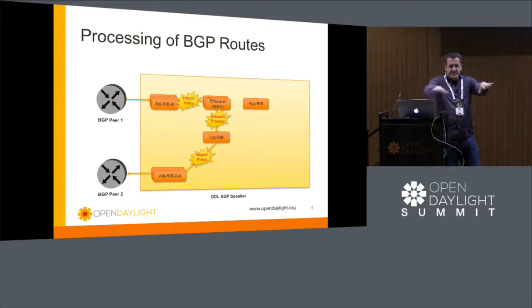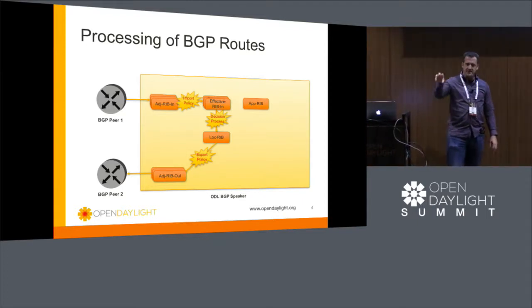And what we do from that is we build the separate trees, the config tree and the operational tree. Now, the RIBs are all operational data, because this is all stuff, as you can see on the diagram, we've learned from our peers. So it's operational data, nothing was ever configured.